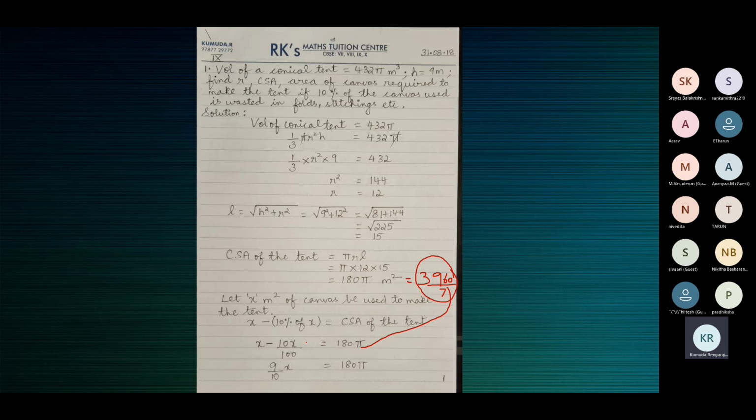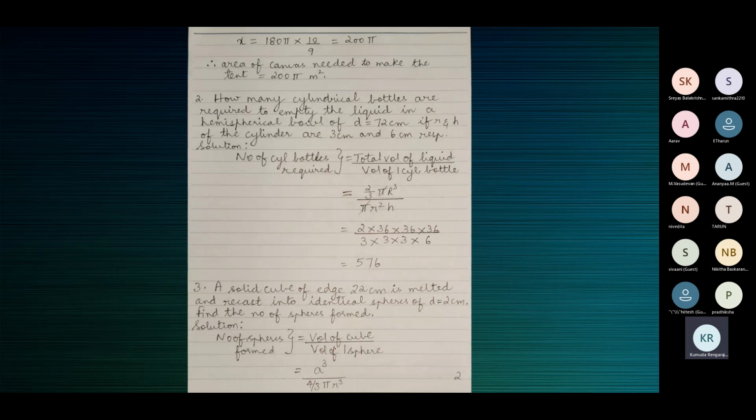So I've used 180 pi and the answer is in pi. Please substitute 22 by 7 in place of pi and get the answer. So 4400 by 7. Now leave this final answer as a decimal. You're not going to use it for further calculation. What will it be? 4400 divided by 7. 628.57.